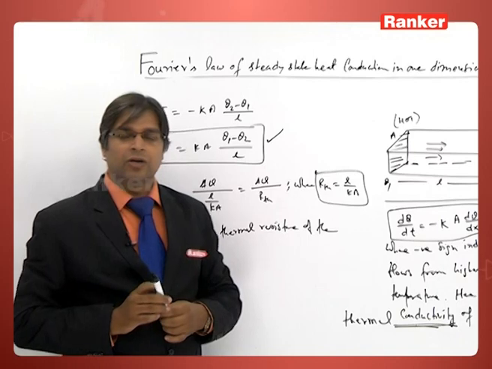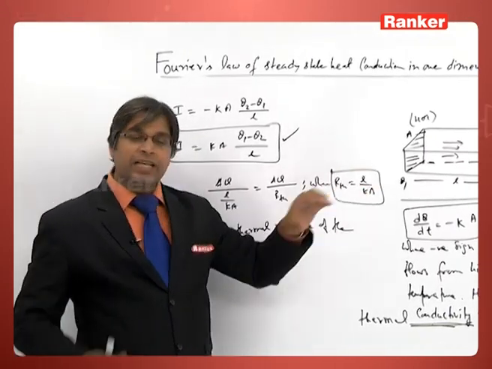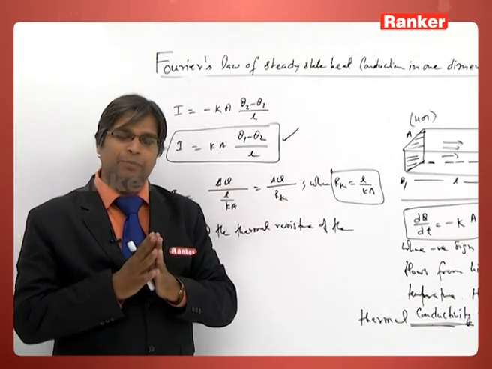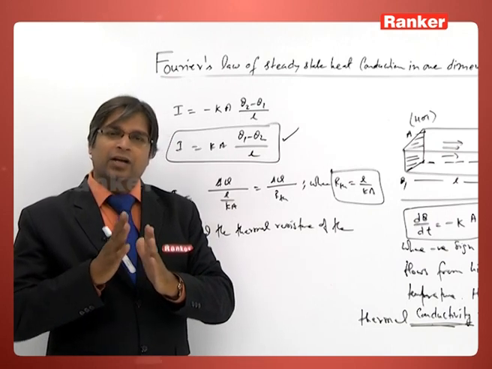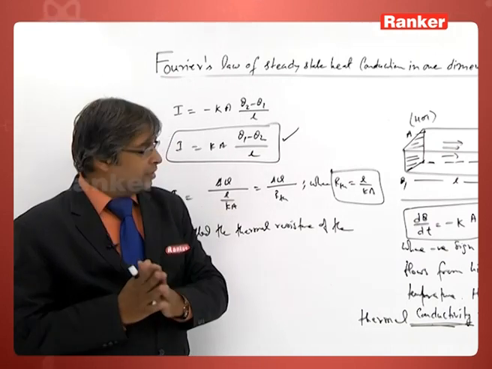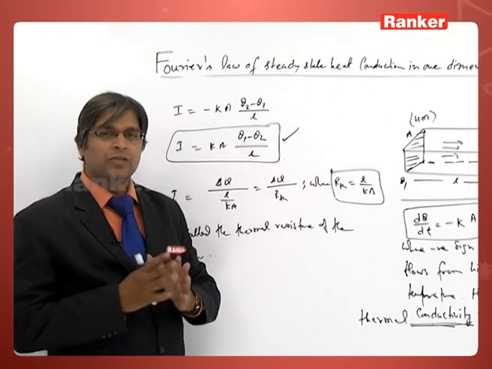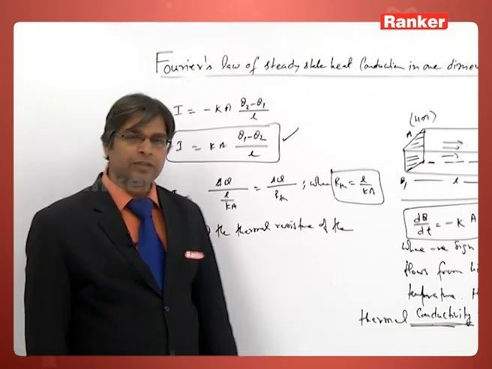Now, let us see what happens if we have different types of materials, different slabs pasted side by side, in series and in parallel. They can form a composite material. So, what will be the equivalent thermal resistance of this composite material?